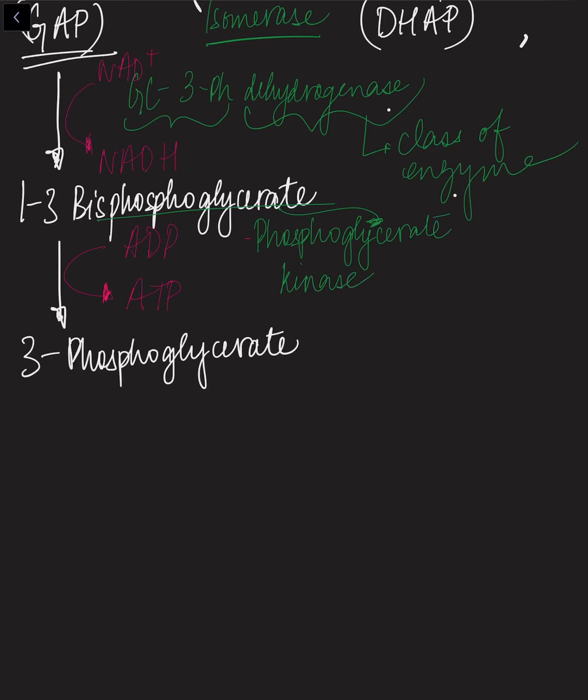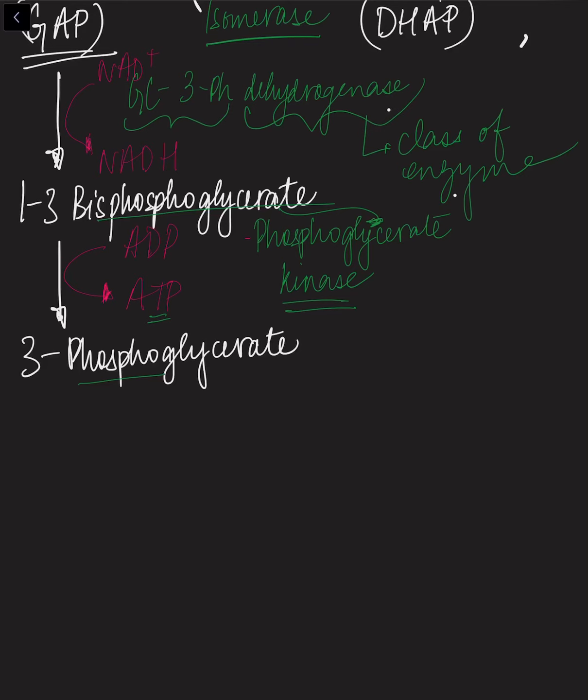And if you are able to correlate and you know formal logic by now, you should know whenever kinase is there, a phosphorylation is happening. So in this one, you have two phospho groups attached to the glycerate in the substrate, and in the product you only have one phospho. So one of the phosphate groups is transferred to the ADP.